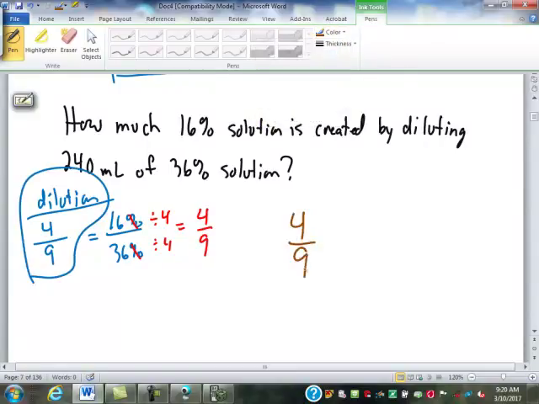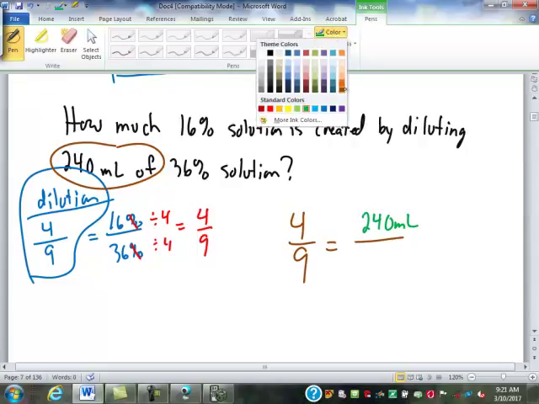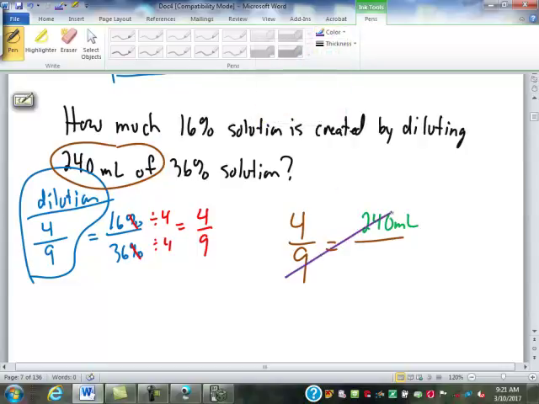So we're going to take that 4 and 9. We have 240 milliliters of the concentrated stuff. That's the smaller volume. After we dilute it, the volume is going to be larger. So that 240 has to go on top. So it's going to be 240 times 9 divided by 4, which is, I believe, 540 milliliters. How many of you had 540 milliliters? Any questions on how I got there?